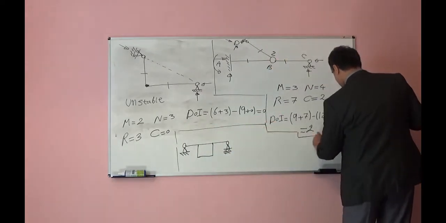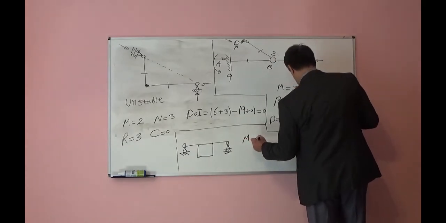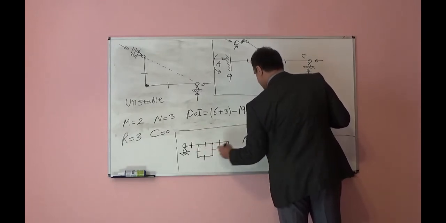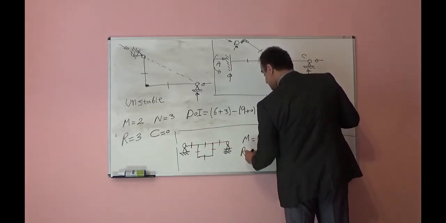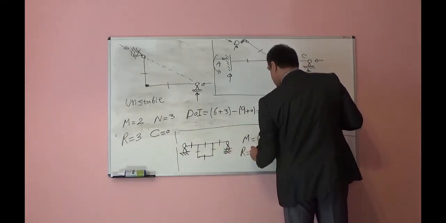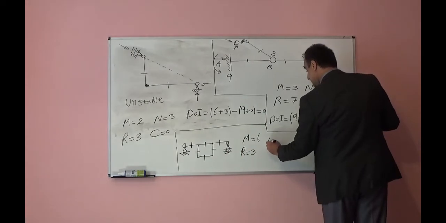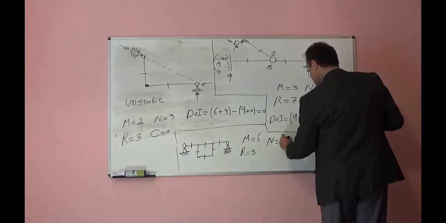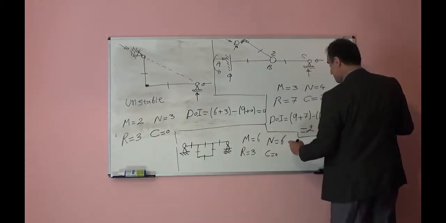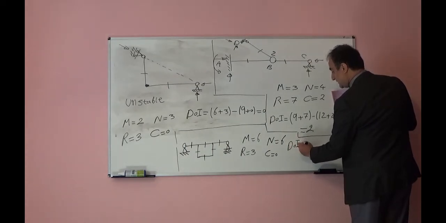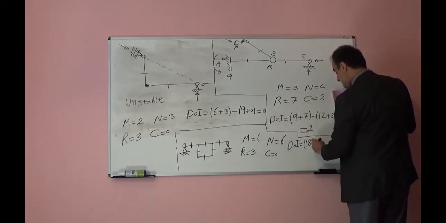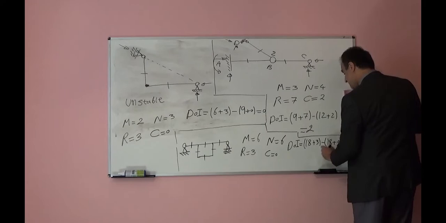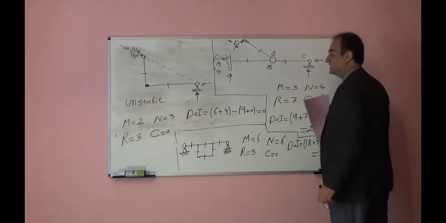But let's follow the formula. M will be equal to here 1, 2, 3, 4, 5, 6. R, the number of reactions, 2 here, 1 here, 3. N, the number of nodes, 1, 2, 3, 4, 5, 6. The condition equation is 0. So if we plug in here, it will be 3 times m, 18, plus 3, minus 3 times n, 18, plus 0. This will be 3 degree indeterminate.